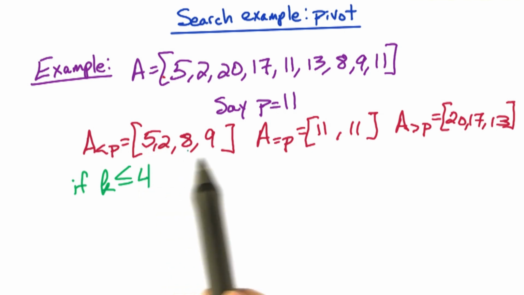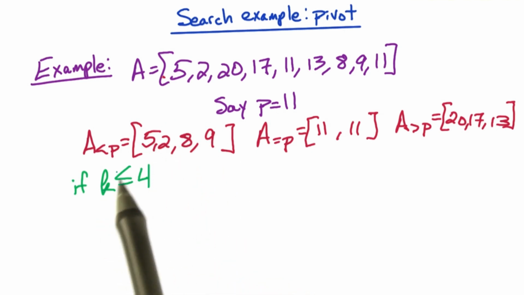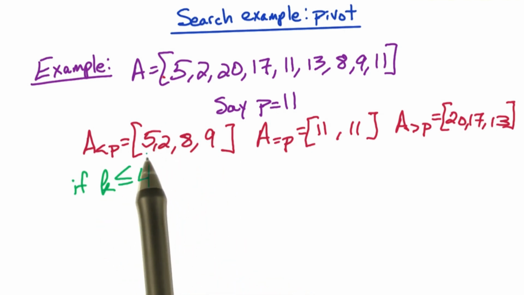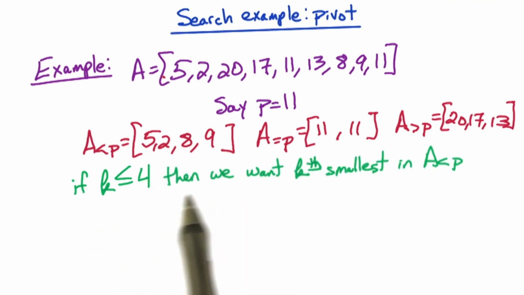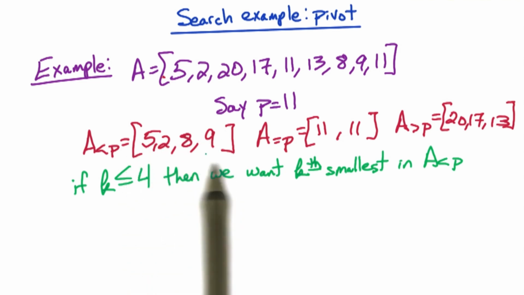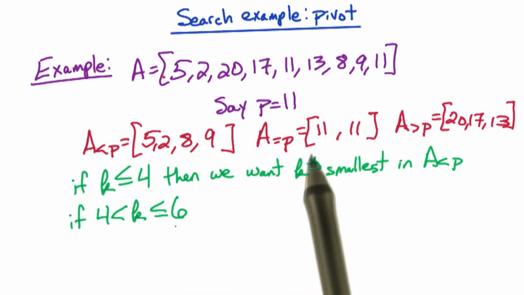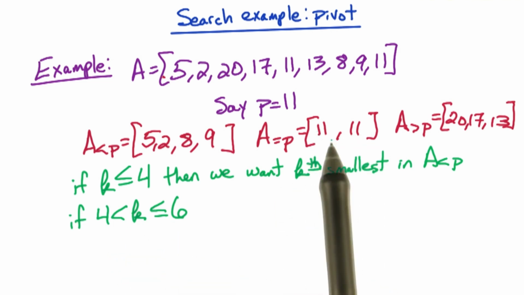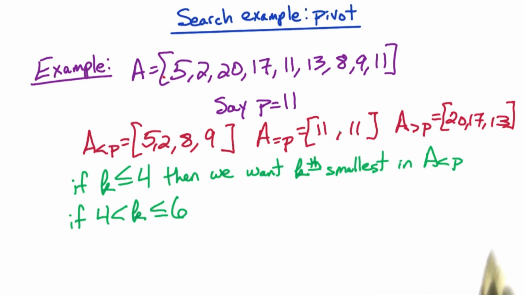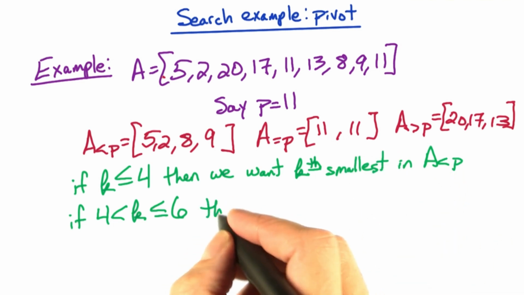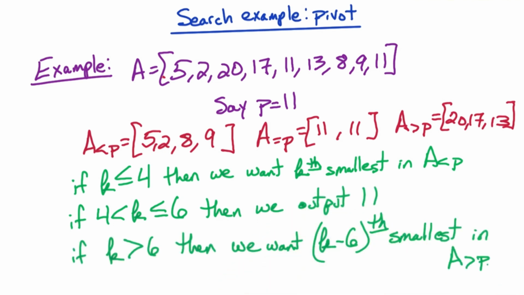The smallest list is of size 4, so if k is at most 4, then we know the k smallest is in this list. So in this case, we can recursively search for the k smallest in this list, and we can discard these 2 other lists. Now if k is 5 or 6, then what do we know? Then we know the k smallest is in this list, and therefore it's equal to 11. So we don't need to recurse at all, we can just output 11.